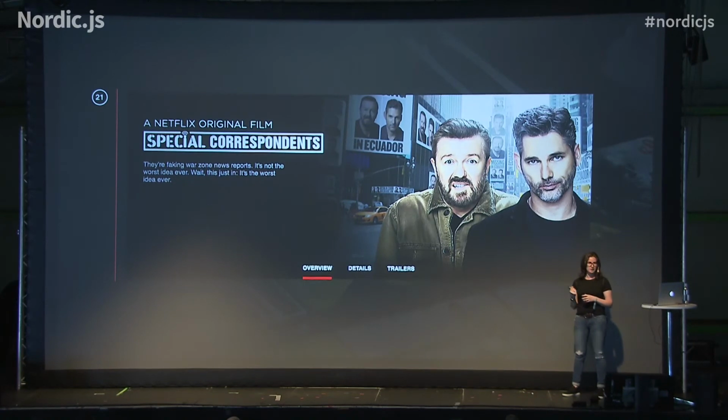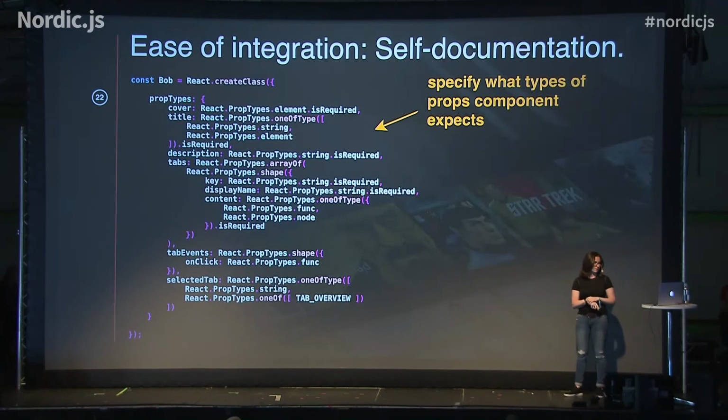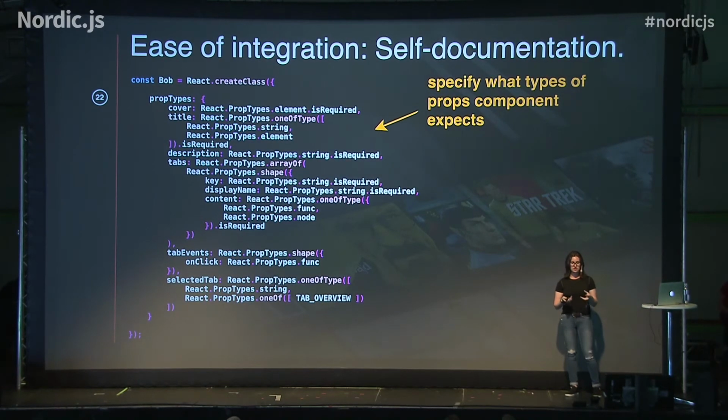So back to Bob. Looking at Bob, we probably would expect for this particular UI a title, some overview text. Like I said earlier, we have the tabs at the bottom, and we have some sort of cover art or image. And so this is what the props would look like for this example. So one of the first ways to make your component easy to understand and integrate with is to have it be self-documenting. And so React gives us this way to do that, which would be the prop type definitions.